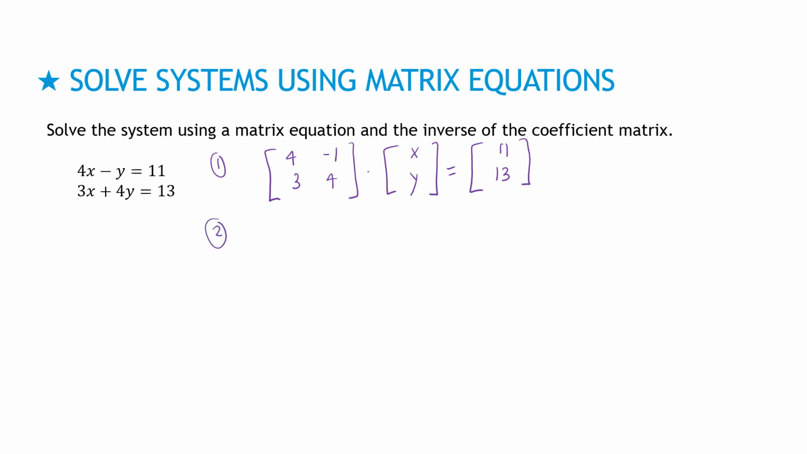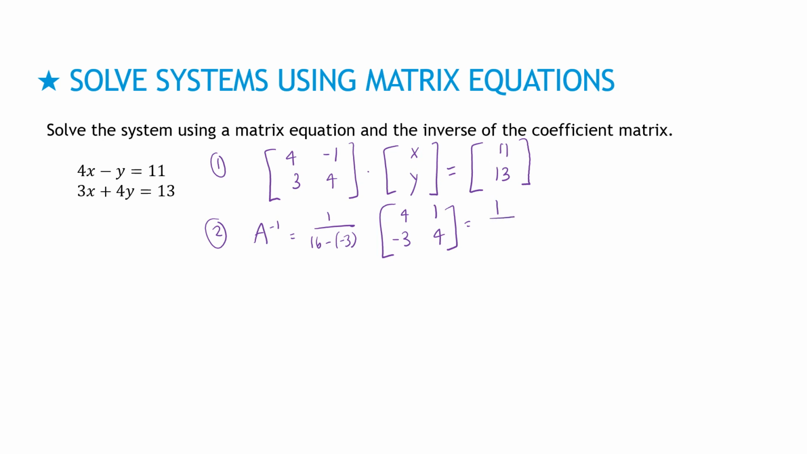Step 2, I'm finding the inverse, which is 1 over 16 minus negative 3. So again, that's the downfall of this method, is just a ton of fractions. The 4 and 4 switch places. The negative 1 turns into a positive 1, the positive 3 into a negative 3.